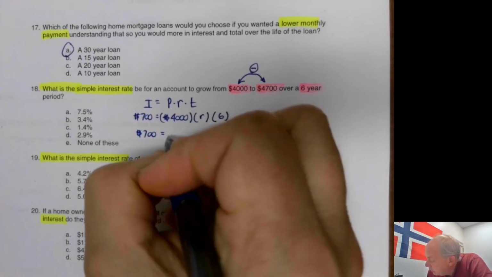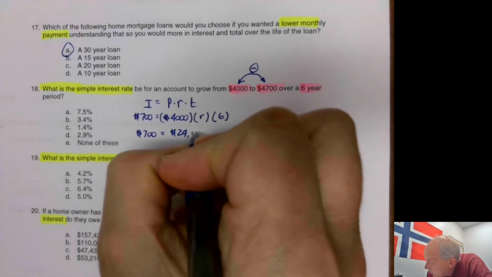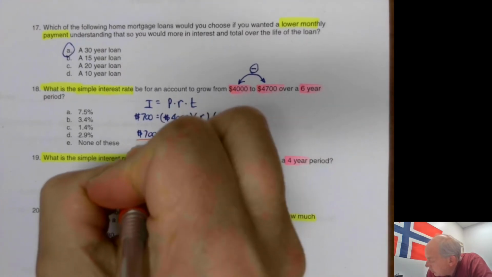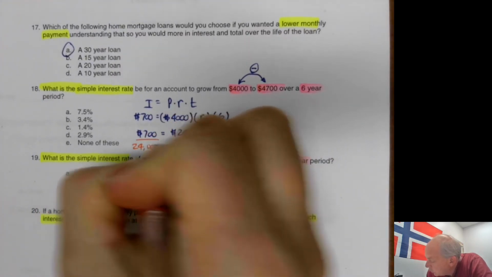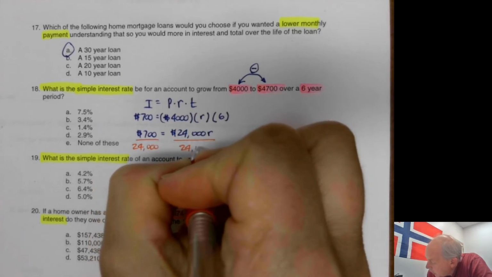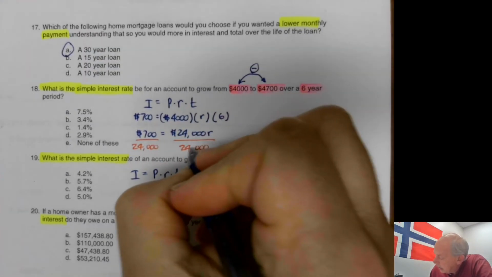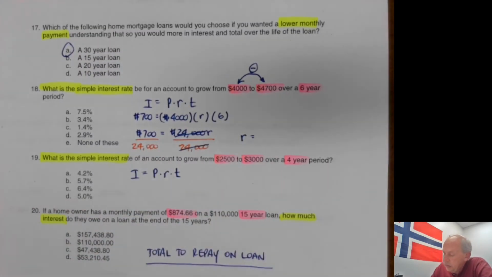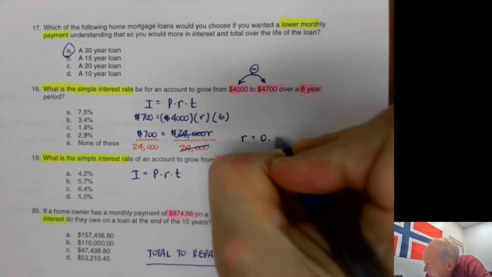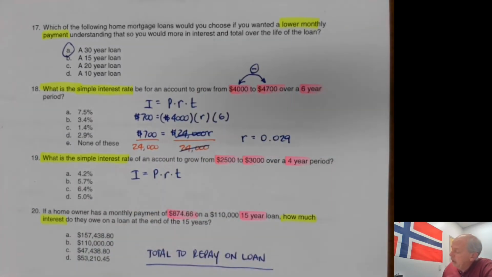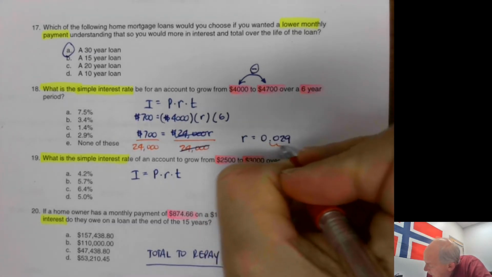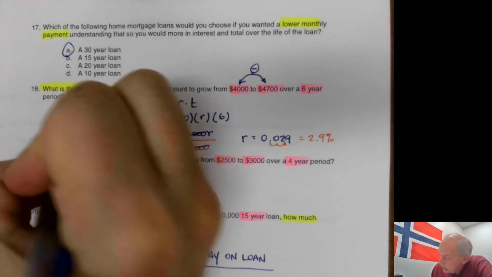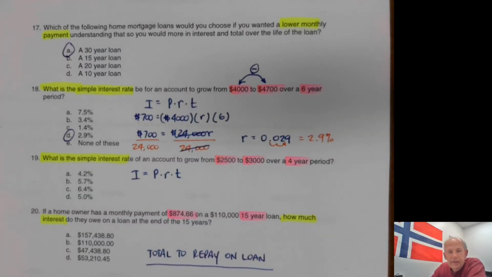So I have 700 is equal to 24,000 times R. I'm going to divide both sides by 24,000. That is going to cancel and cancel. I'm going to end up with an R of 700 divided by 24,000 is 0.029. That's a decimal. Let me convert that to a percent, and I get 2.9%. My answer is choice D.